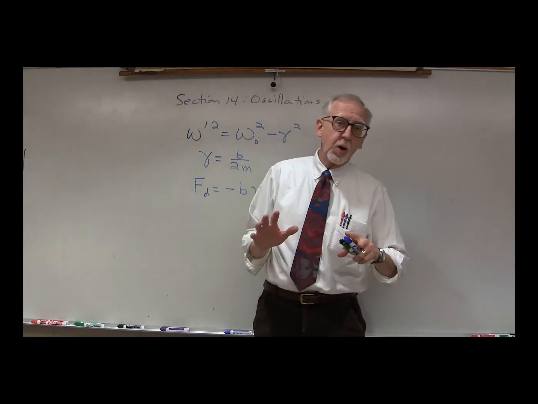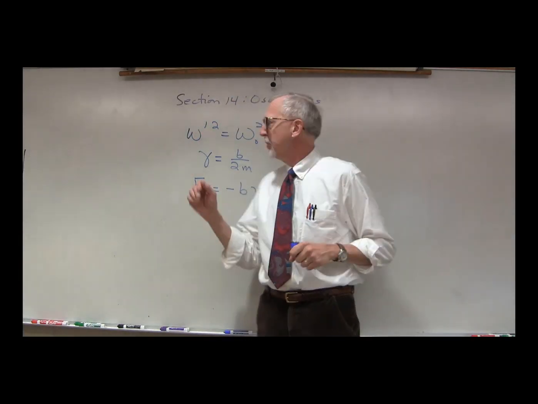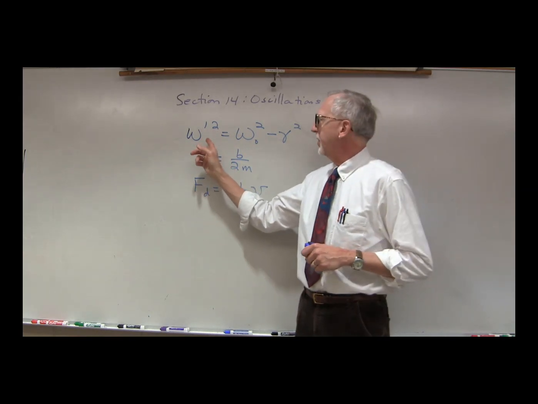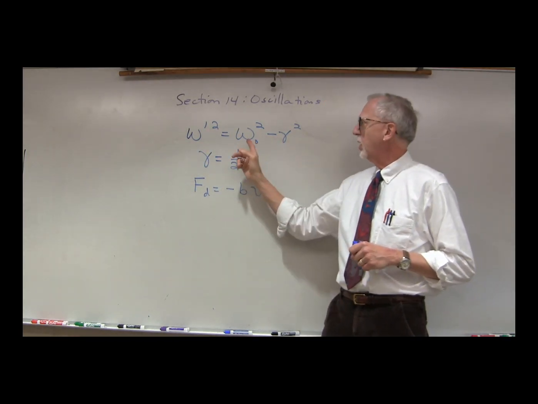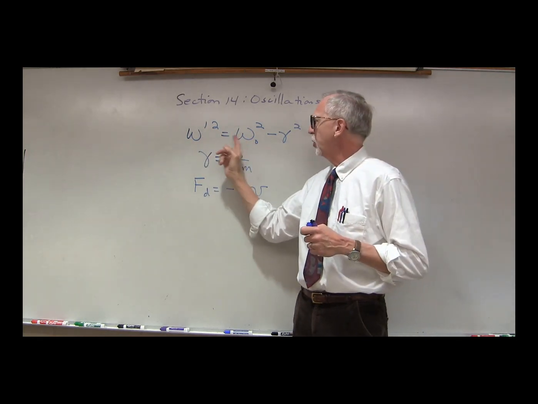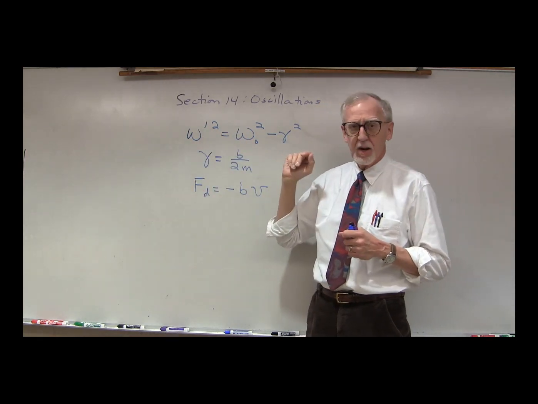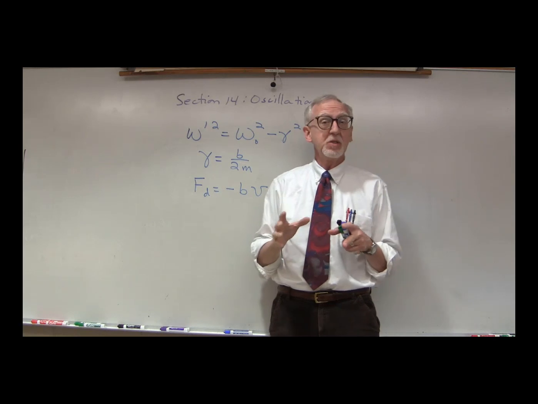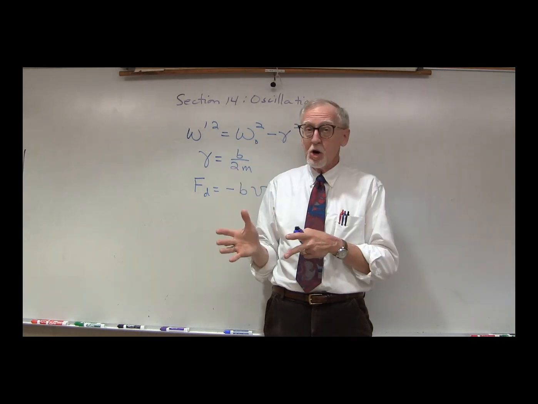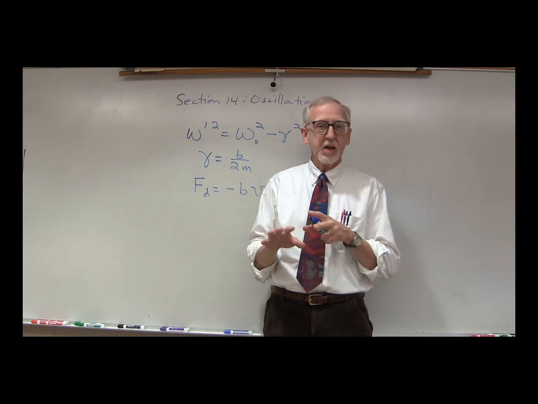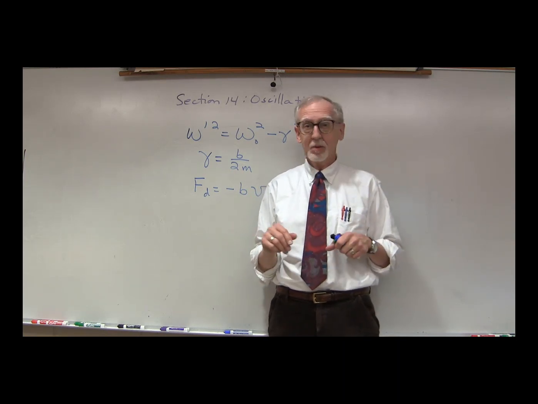Let's go back to our oscillation frequency. Remember, we got the result that omega prime squared was equal to omega naught squared minus gamma squared. Now, what's the difference between omega naught and omega prime? Omega naught was the frequency that the oscillator would have, root k over m, if there was no damping, if there was no friction involved in the problem.